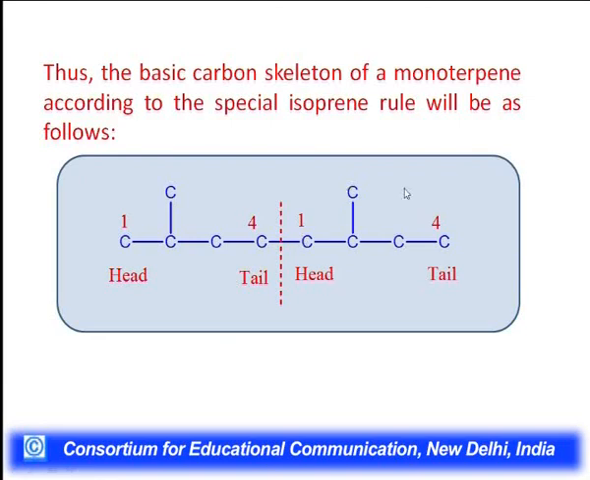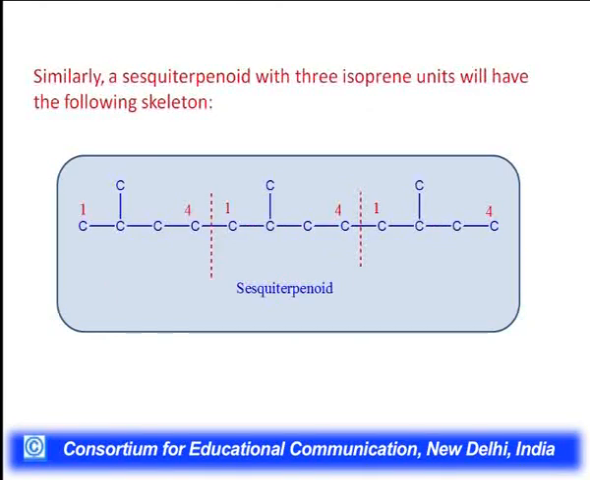And in the second unit, again this branching part of isoprene is the head, and the unbranched part is the tail. So the arrangement is head to tail, again head to tail. This kind of special arrangement in the 3D structure of the terpene system is basically based on this special isoprene rule.